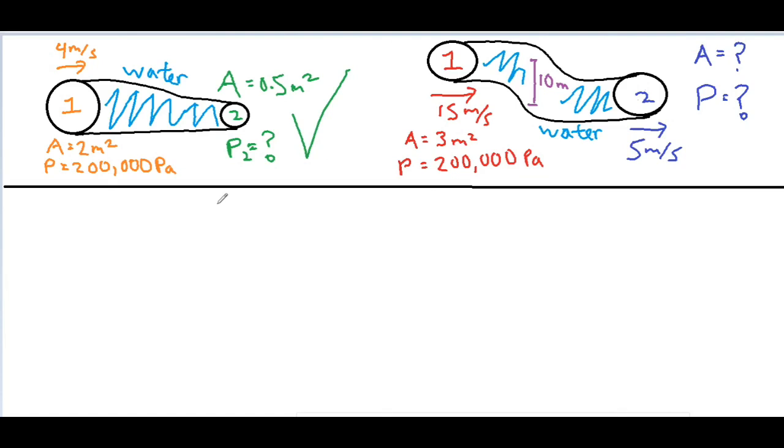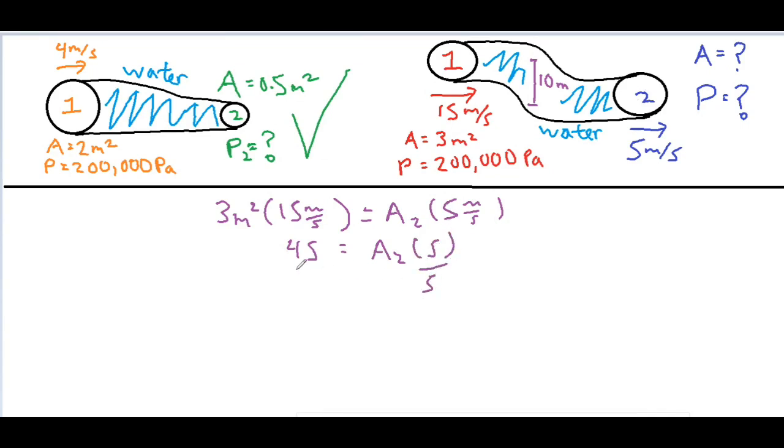So we're going to use A1 times V1, which is the 3 and 15 known variables from over here. And let's set that equal to the A2 unknown times our V2. And then 3 times 15 is 45. Oh, that is not 45. 45 equal to A2 times 5.